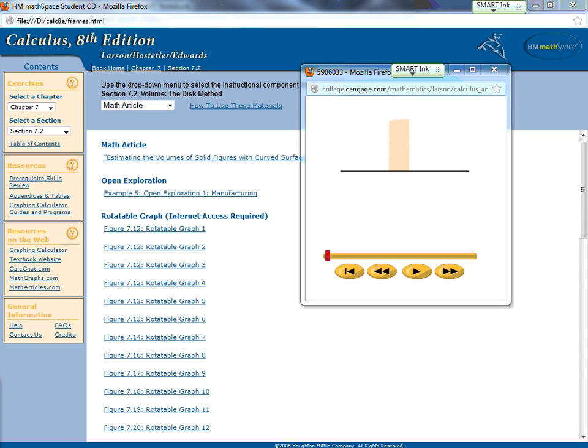All right, we're going to talk about solids of revolution. They're solids formed by revolving a region in a coordinate plane about an axis. So, for instance, if you take that little rectangle that you see on the screen and you revolve that about the line that it's sitting on, maybe that line's the x-axis, maybe it's some other horizontal line.